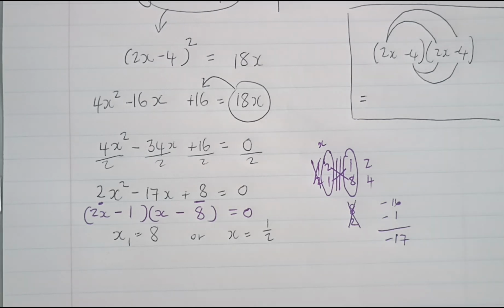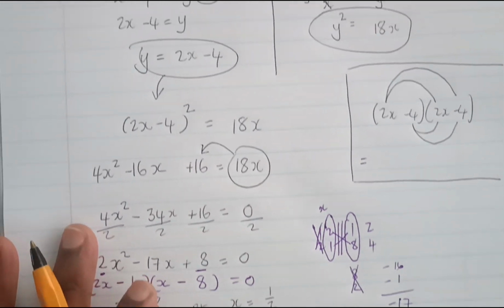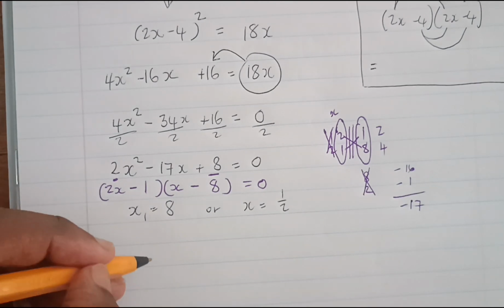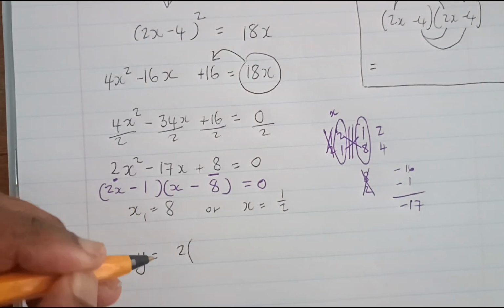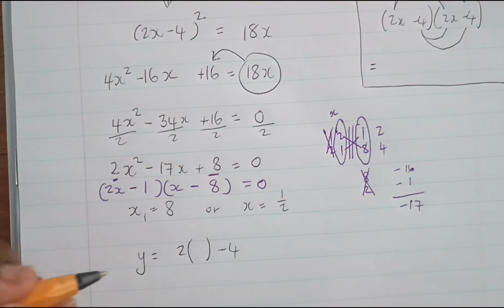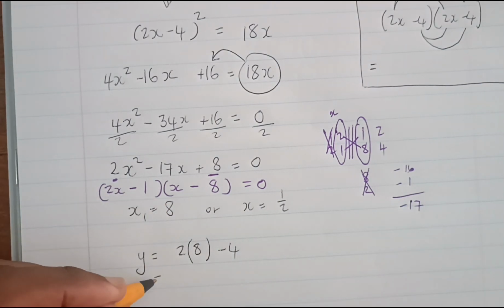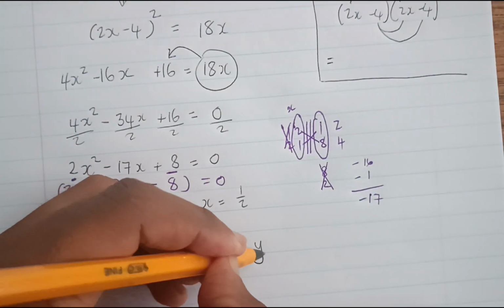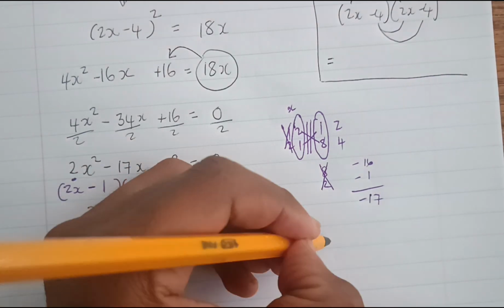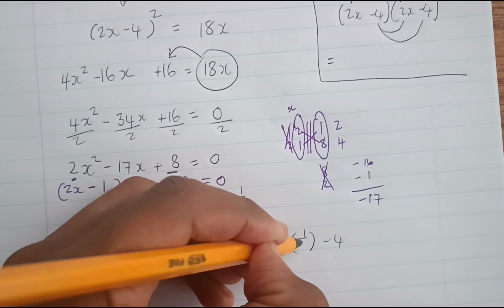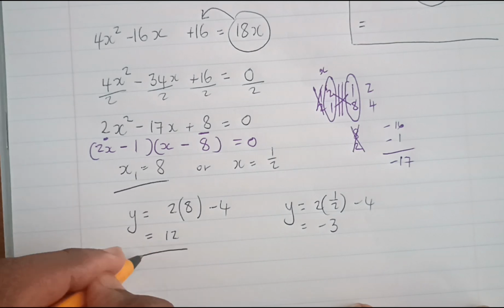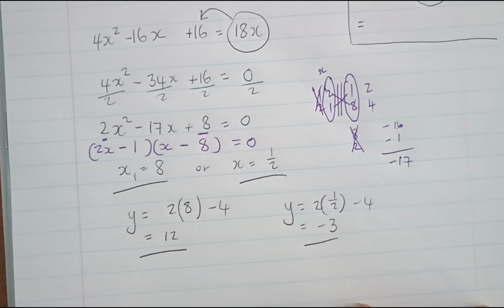Once you have x, obviously you need to find y. So let's put these x's back into this one. I think out of these two, this one is the simpler one. So we will say y is equal to 2 times the x value minus 4. Our first x value is 8. That is 16 minus 4, which is 12. And then the other one: y is equal to 2 times x minus 4. The x value is a half. So that's 1 minus 4, which is minus 3. Okay, so there we have a certain x that corresponds to that y, a certain x that corresponds to that y, and we have solved our question. That's 1.3.